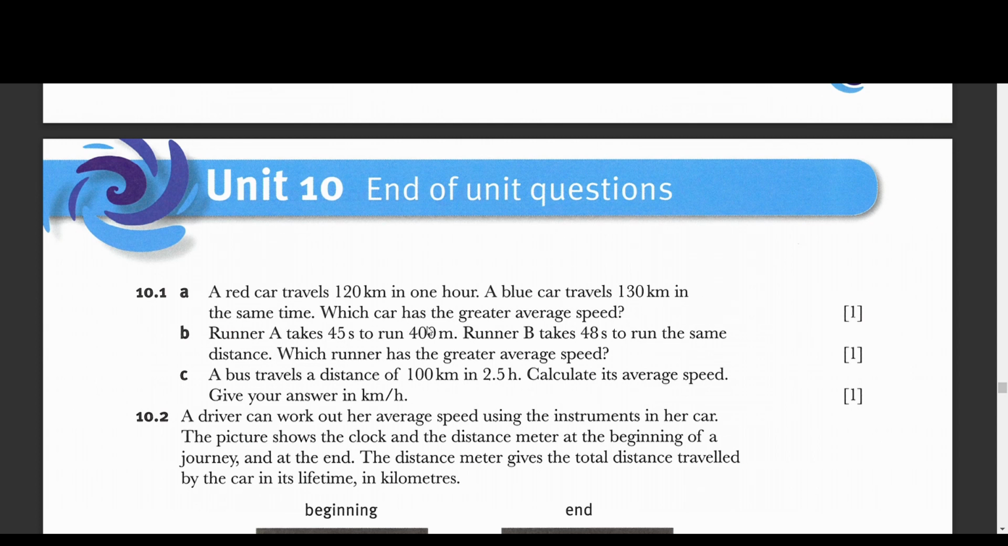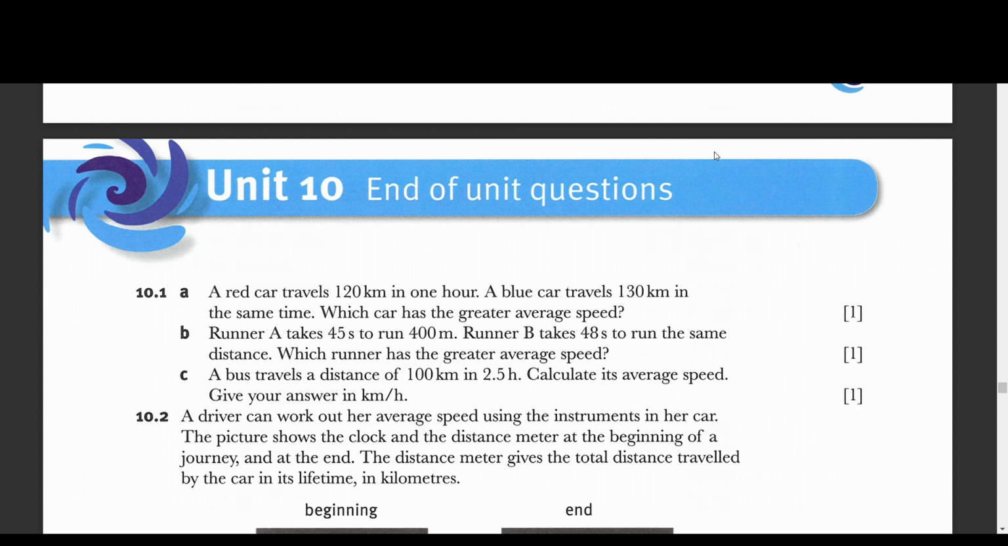You can see question 10.1. A red car travels 120 kilometer in 1 hour. A blue car travels 130 kilometer in the same time. Which car has greater speed?